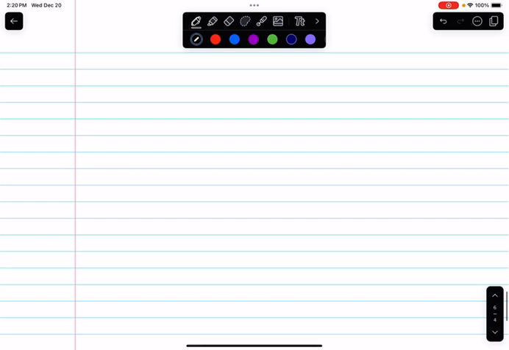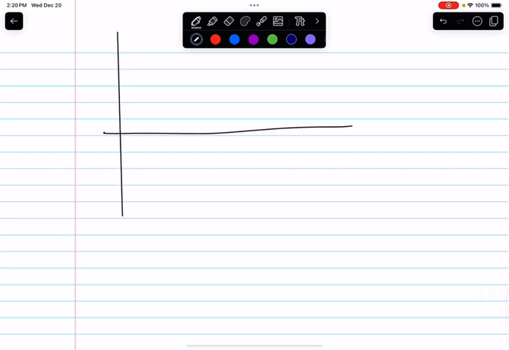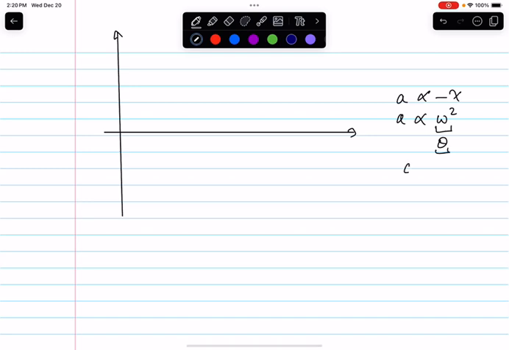And then last time we looked at this graph over here. So you need to know that for simple harmonic motion, the defining conditions are that the acceleration is proportional to negative x and the acceleration is proportional to omega squared. So this is some form of theta. So you always get this equation that acceleration is negative omega squared x.